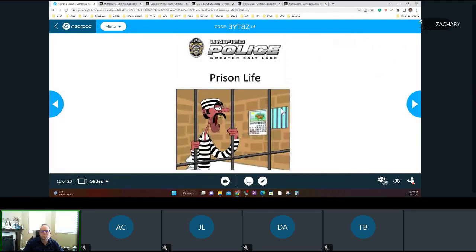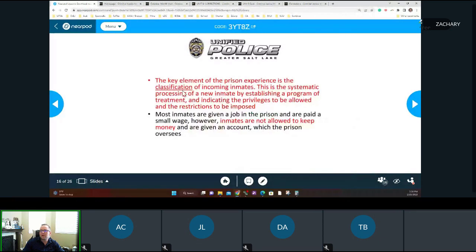Okay, let's talk a little bit about prison life. The key element of the prison experience is classification of incoming inmates. So violent offenders are going to go to one area, while non-violent offenders are going to go to another, while the less at risk are going to go to even a different prison.